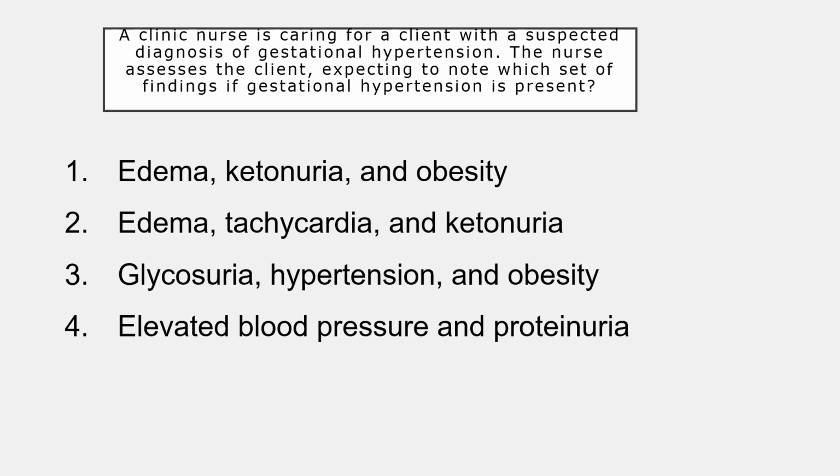All right, I'll give you some time to think about it. So, if you chose 4, you are correct. Gestational hypertension is the most common hypertensive disorder in pregnancy. It is characterized by the development of hypertension and proteinuria. So, that means proteinuria is protein in your urine. So, the correct answer is 4.